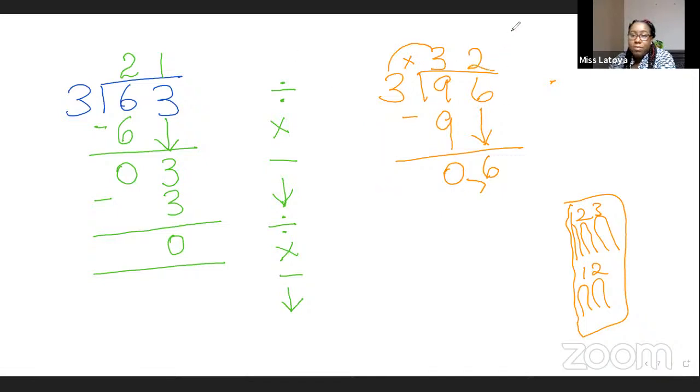What do I do next? After writing my number on top here, I'm going to multiply. 3 2s are 6. Okay. So I am going to write my 6.